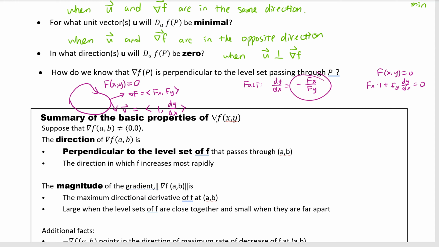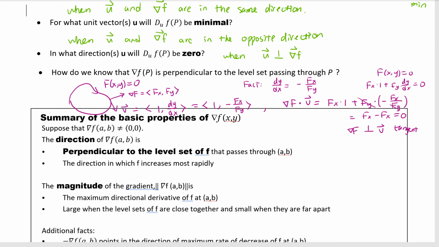So dy/dx equals that, and that's why the first component of the tangent vector is 1 and the second component is minus fx over fy. Now let's see. Gradient dot this tangent vector: we have fx times 1 plus fy times negative fx over fy. Now what happened? The fy cancels, then we have fx minus fx, and that is 0. It means the gradient is perpendicular to the tangent vector. Well, this tangent vector is tangent to our level set.